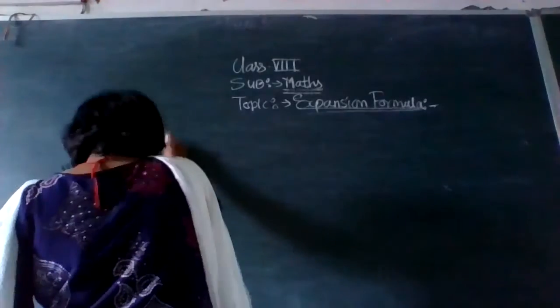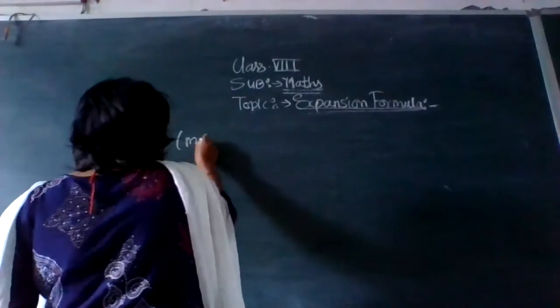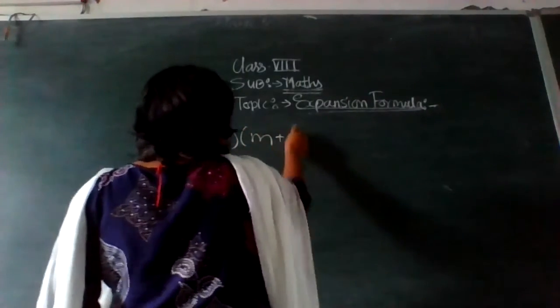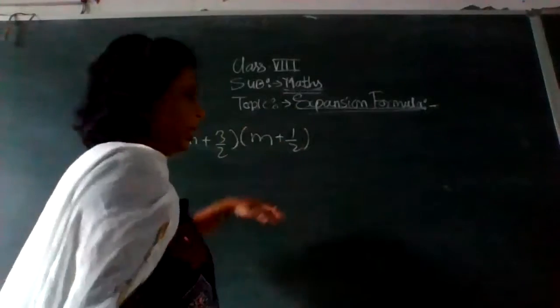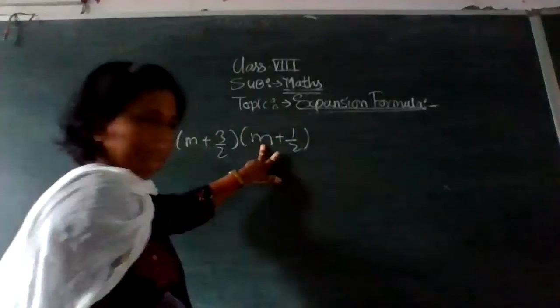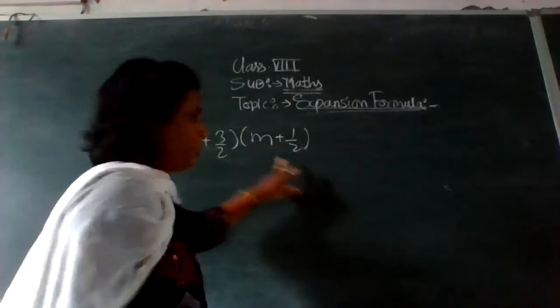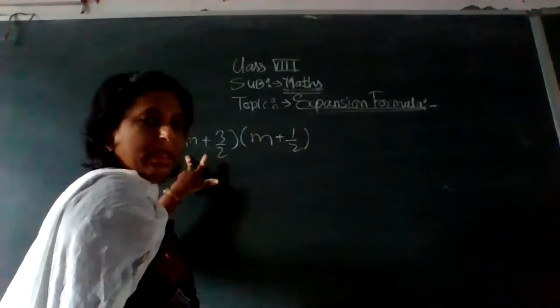Fourth one. m plus 3 by 2, m plus 1 by 2. Now we have a fraction. So here, look, m is the same, but this term is different. So which formula will we use here?